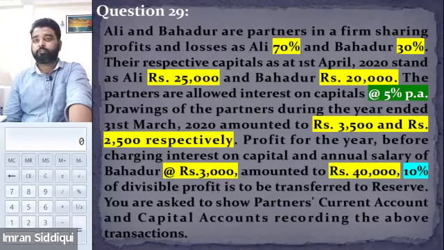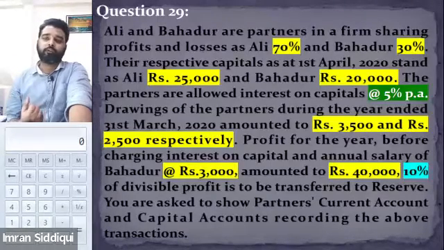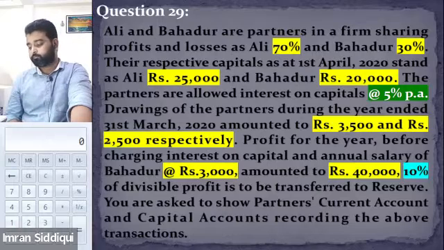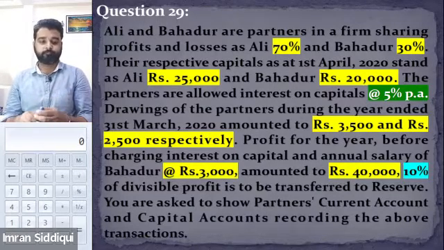Okay, so see, the question is not asking us to prepare the P&L appropriation, but since we need to find the distribution of profit and this profit needs to be transferred to the current account, for that purpose we will prepare the P&L appropriation account. Is that okay? Is this understood, everyone? Yes, sir.